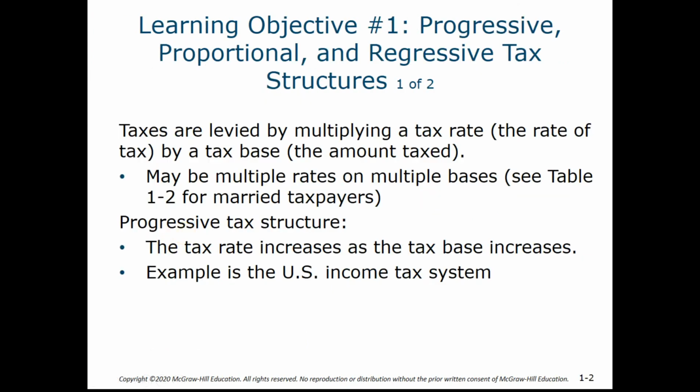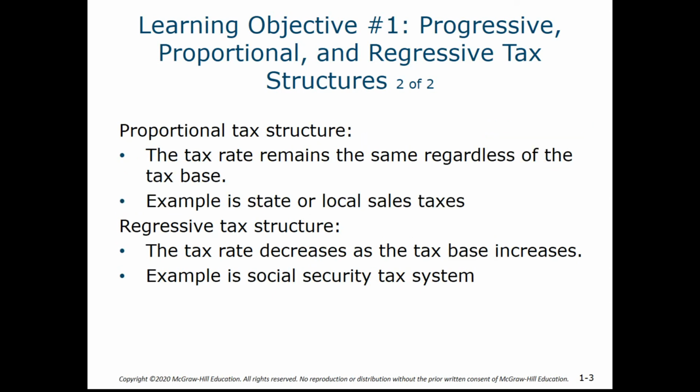The U.S. income tax system in this country uses a progressive tax system, where the more money that a taxpayer makes, the higher will be their marginal tax rate. We'll talk about what marginal tax rate means shortly. Another tax system is a proportional tax system, where the tax rate will remain the same regardless of how much taxable income a taxpayer earns. An example of this is your state or local sales tax. Sales tax is the same regardless of who is buying an item.